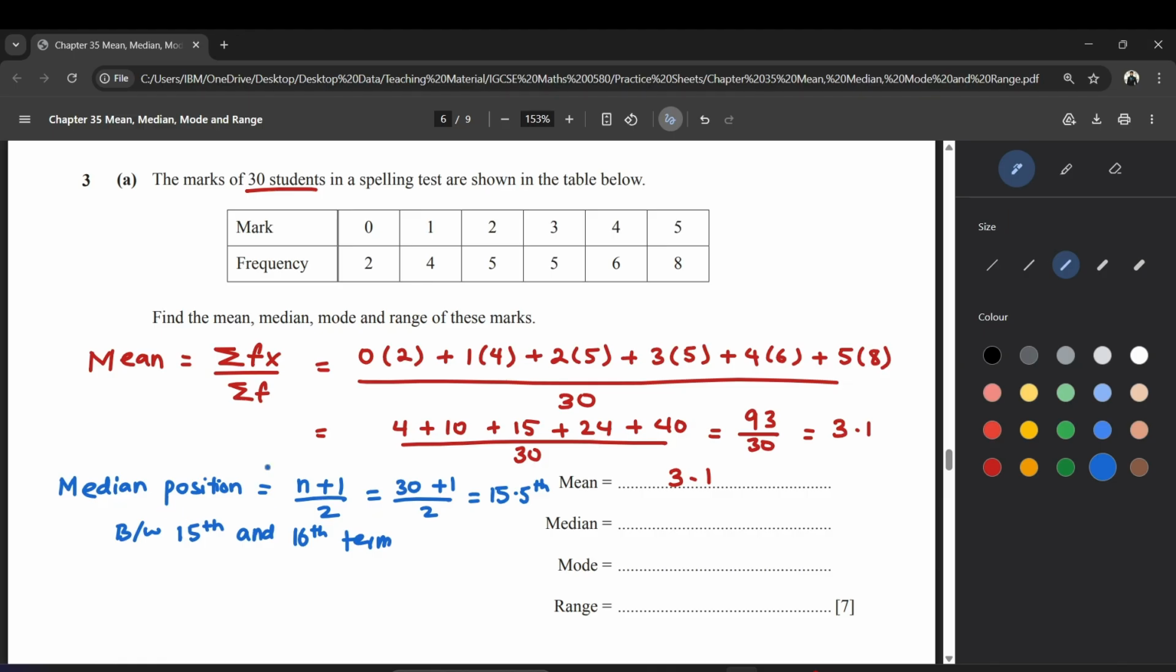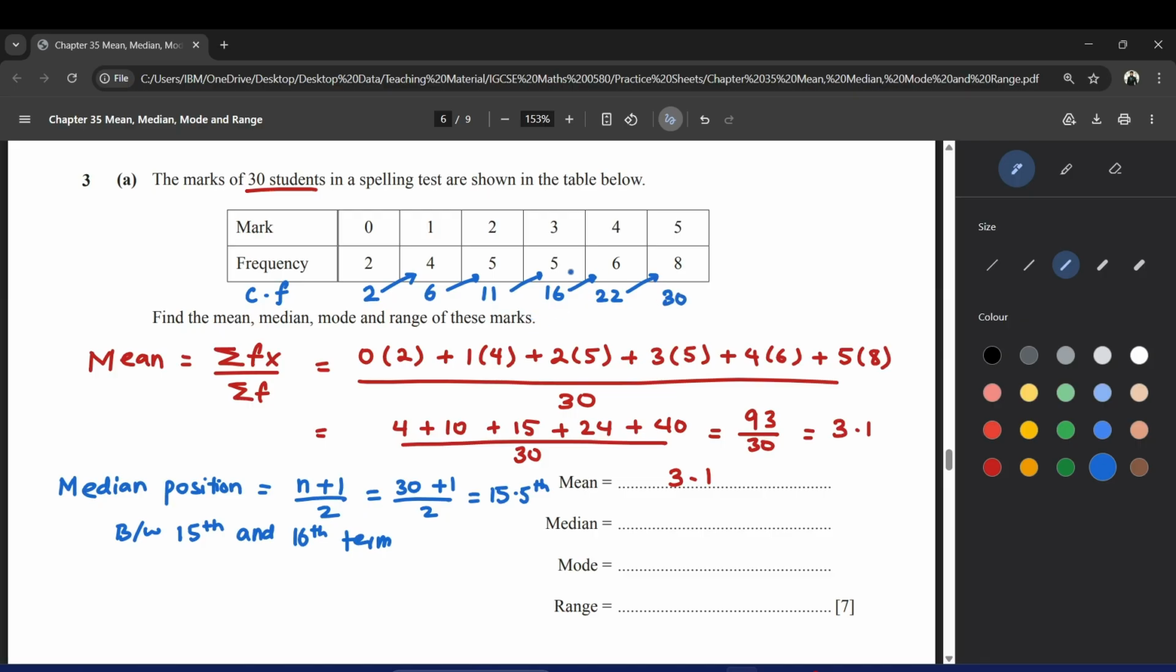So now in order to work this out, we have to add another row in this table, which is for the cumulative frequency, or you can call it the running total. So the first value is always the same as frequency. The next values are worked out by adding the next frequency values. So 2 plus 4, 6, 6 plus 5, 11, 11 plus 5, 16, 16 plus 6, 22, and 22 plus 8, that is 30.